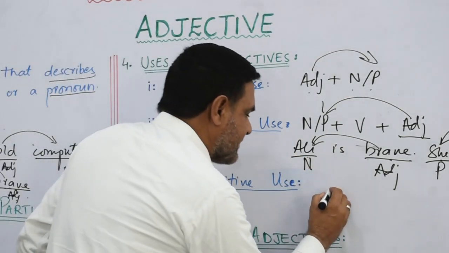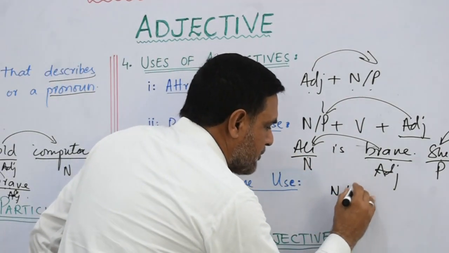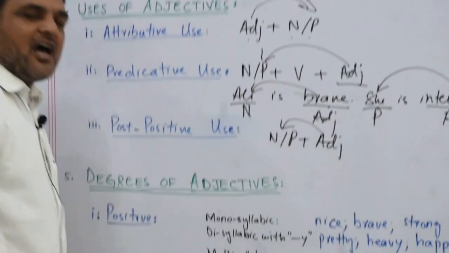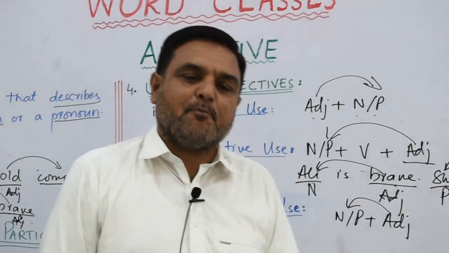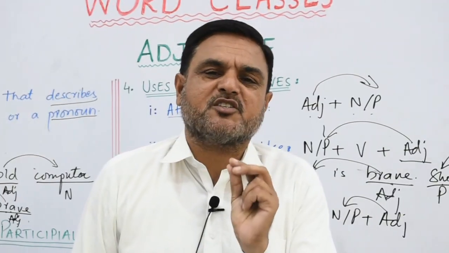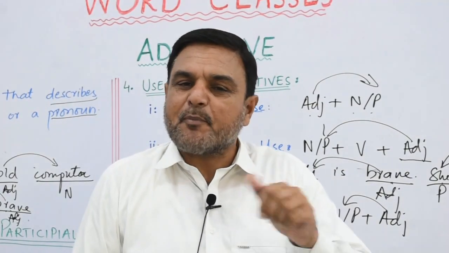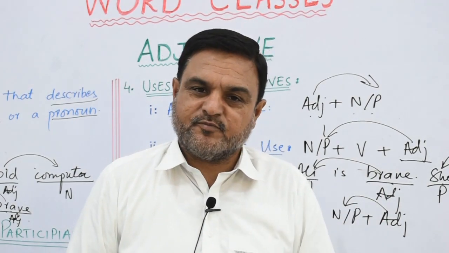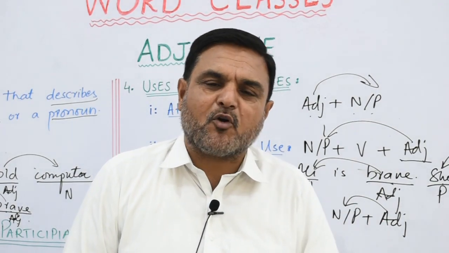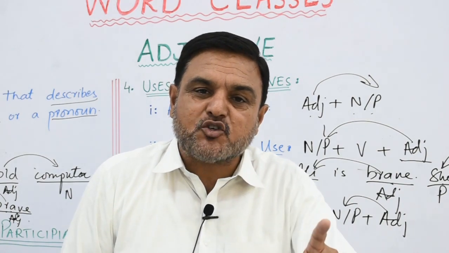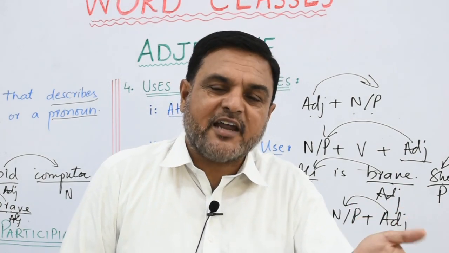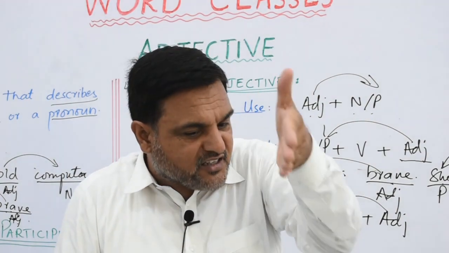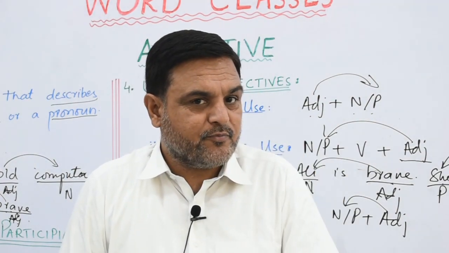It goes like this: noun, pronoun, and then, remember, an adjective that describes it. There are very few examples of postpositive use of adjectives. Typically, an adjective is used before a noun or pronoun. An adjective is used before a noun and it describes the noun. And if it is used after the noun or pronoun, then there is a verb in the middle.